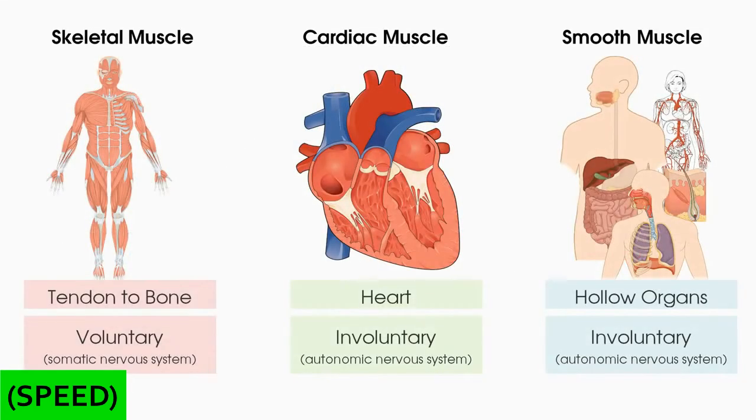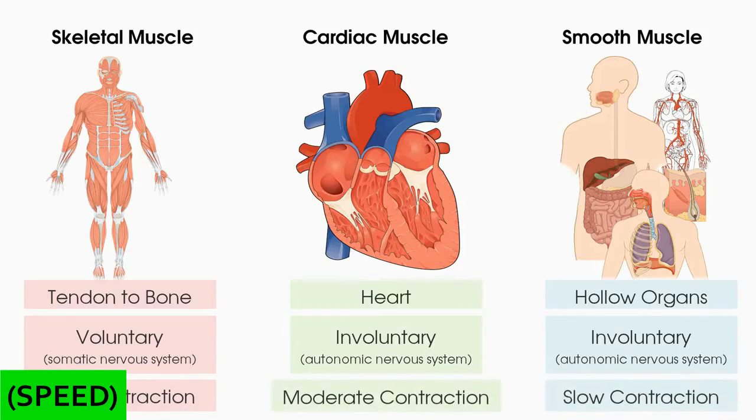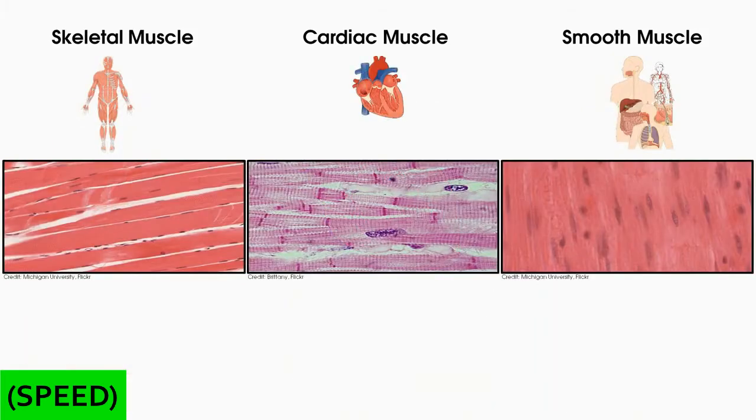And finally, for macroscopic features, let's consider the contraction speeds. If we compare these side by side, you would find that skeletal muscle contracts really fast, cardiac muscle contracts at a moderate pace, and smooth muscle contracts at a slow pace. Now let's take up the microscopic features of these muscles, which make them stand out from one another.